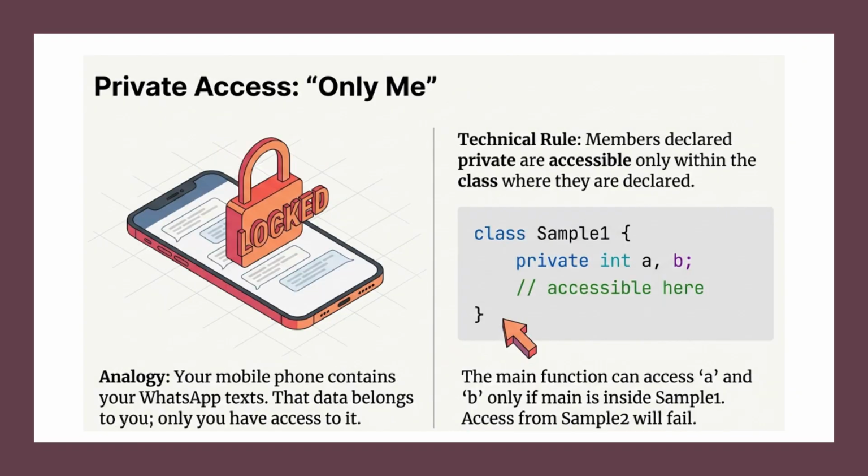Private access means a variable or method can be used only inside the class where it is declared. No other class can directly access it. It ensures maximum data security, similar to a locked phone where personal data is visible only to the owner.